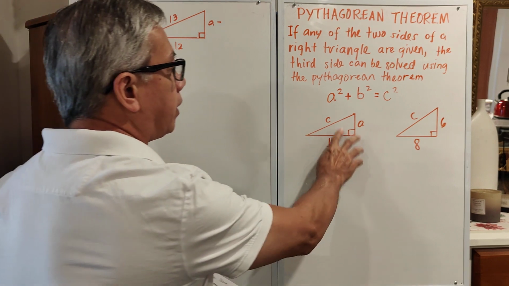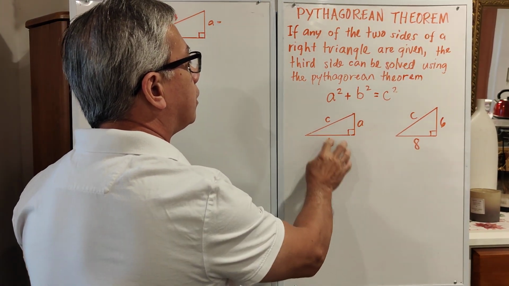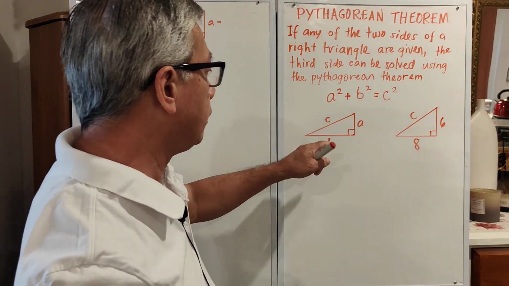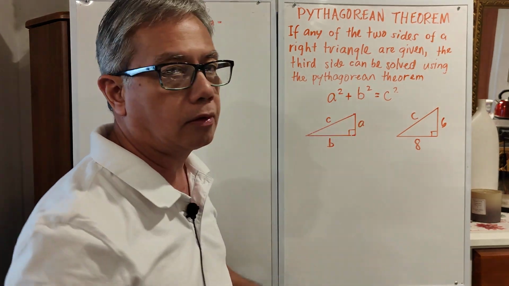For example, if you have a right triangle with sides A, B, and C, and you know A and B, you can solve for C by applying this equation. Or if you know B and C, you can solve for A using this equation.